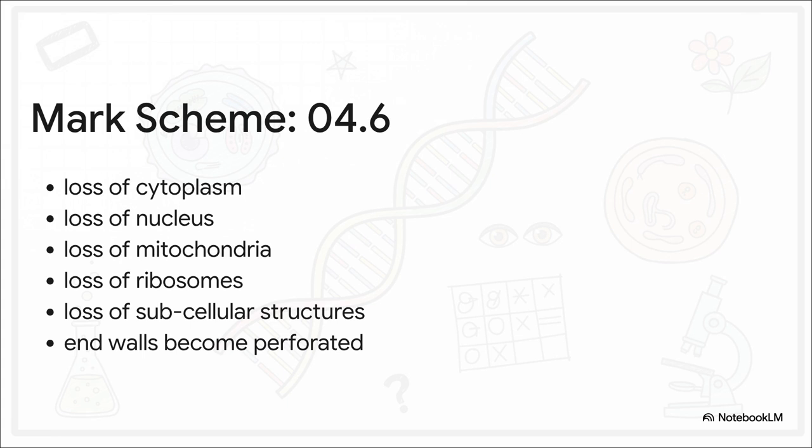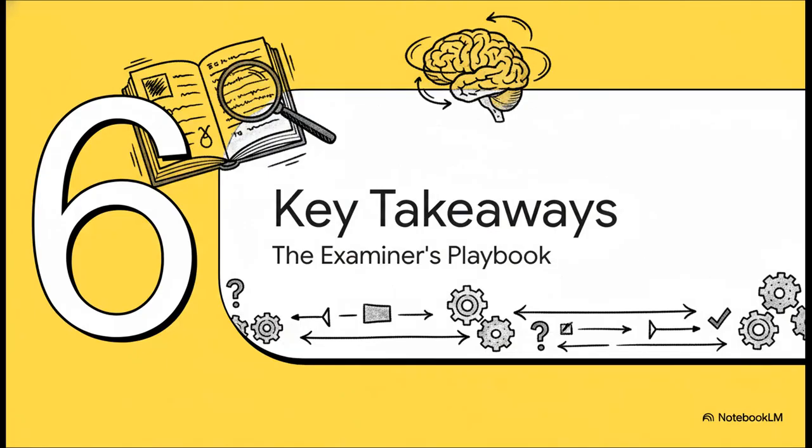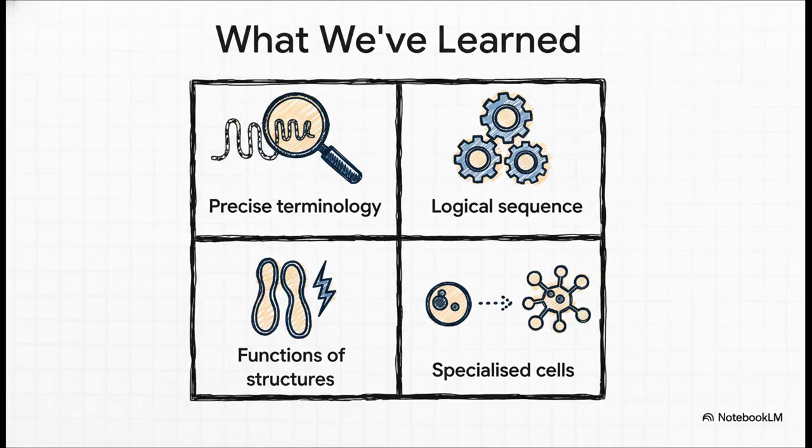So, we've made it through all of question 4, we've taken a peek inside the examiner's playbook, so what are the big lessons we've learned here? Well, first, using those precise scientific terms like lignin and translocation is non-negotiable. They are the keys that unlock the marks. Second, for those bigger multi-mark questions, you need to build a logical story, step by step, just like we did for active transport. Third, you've got to know the jobs of key players like the mitochondria inside and out.